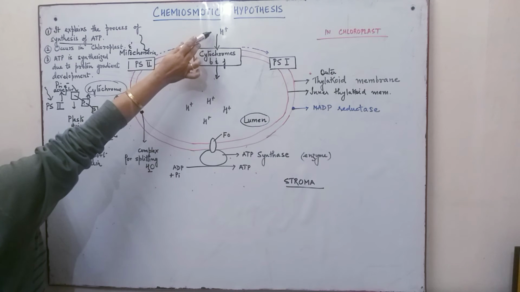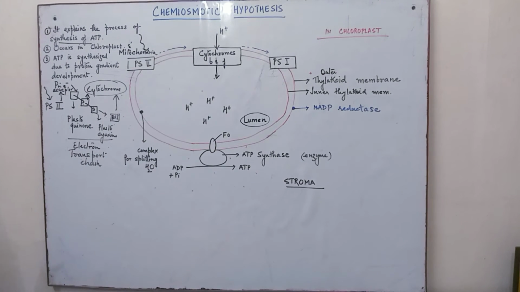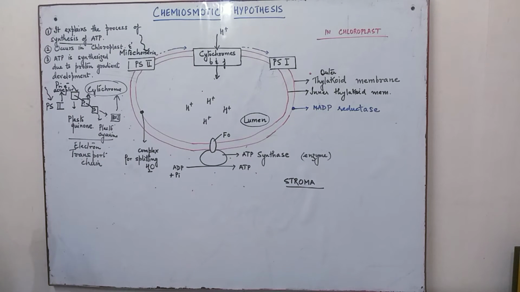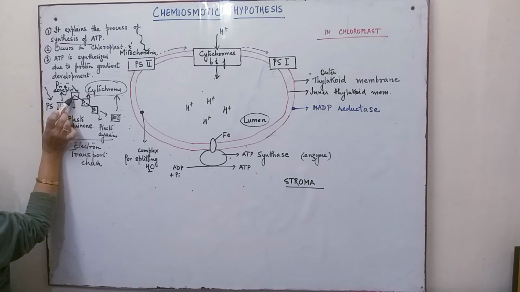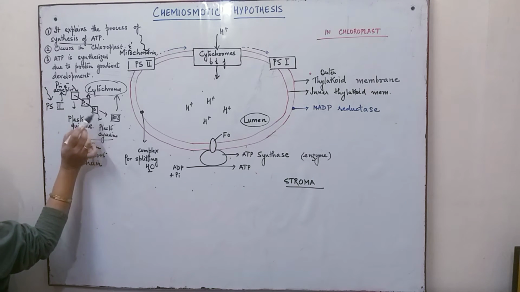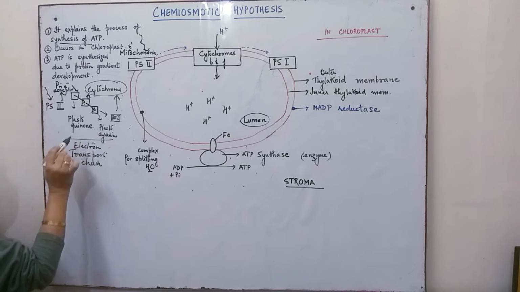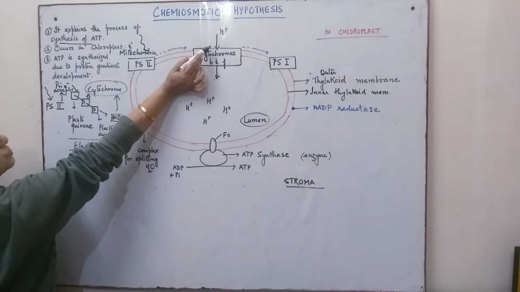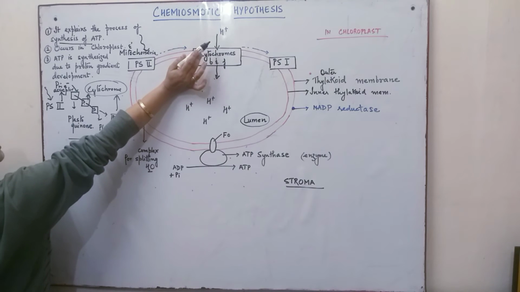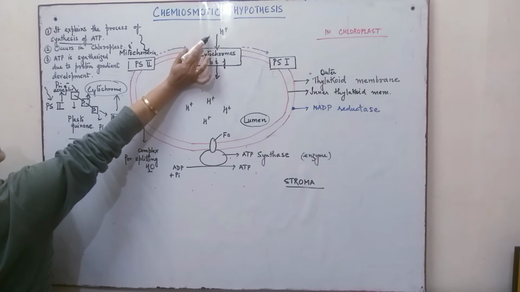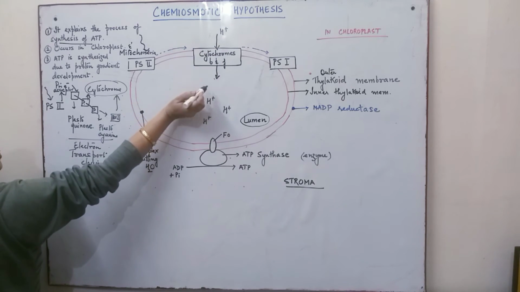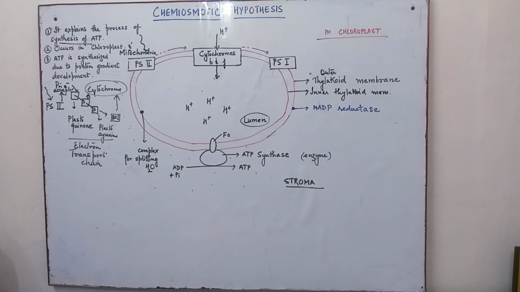These protons are present in the stroma, and due to the release of energy as the electrons pass from a high energy level to a low energy level, this energy is utilized by the cytochrome to pump hydrogen, that is the proton, from the stroma to the inside of the lumen.